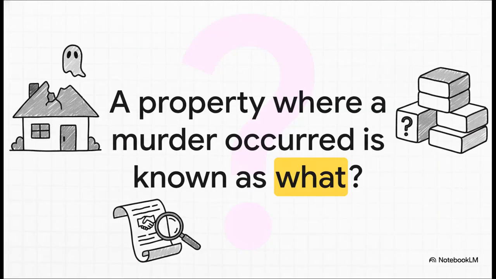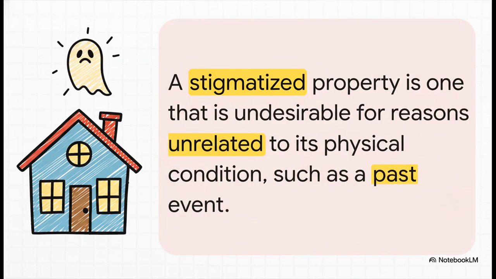All right. First question, right out of the gate. A property where there's been, say, a murder, what do we call that? Now think about it. This isn't about the physical condition of the house, right? It's about its history. So what's that official term they're going to be looking for on the exam? And the answer is D, stigmatized.